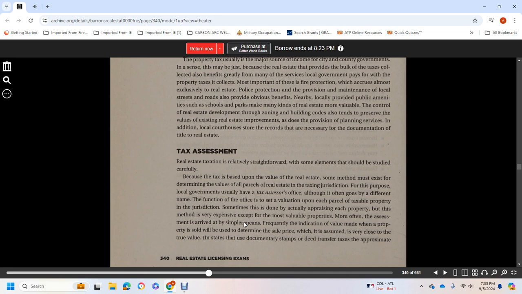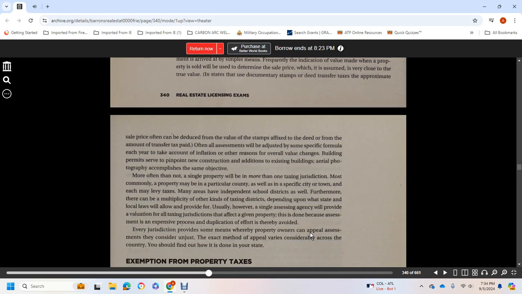Sometimes it's done with actual appraising of each property, but the method is very expensive. Experts are used except for the most valuable properties. Most often the assessment is arrived at by simpler means, frequently an indication of the value of the property sold. The sales price is assumed to be very close to the true value of the property, and the documentary stamp on the deed, the transfer taxes, serve as an appraisal.